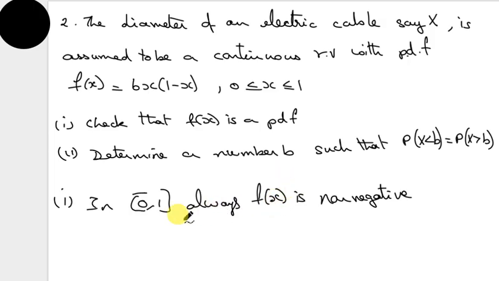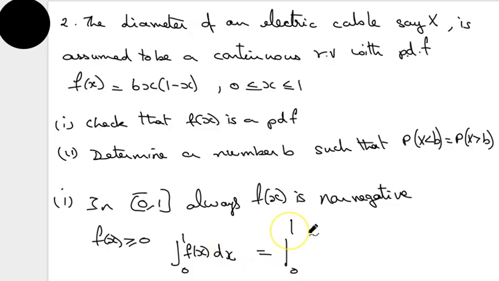Therefore, first I can say that my f of x is now going to be greater than or equal to 0. Now, integral 0 to 1 f of x dx is integral 0 to 1 6x into 1 minus x dx. So we know that in integral 0 to 1, 6 is a constant. So x minus x squared dx.